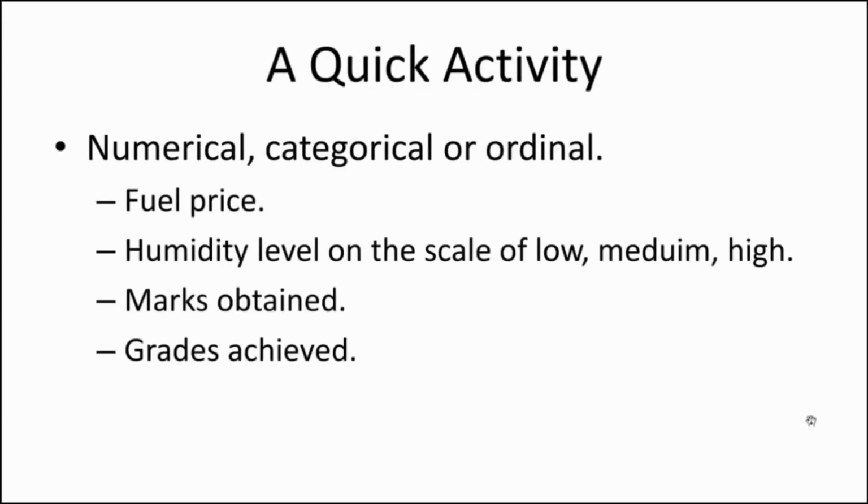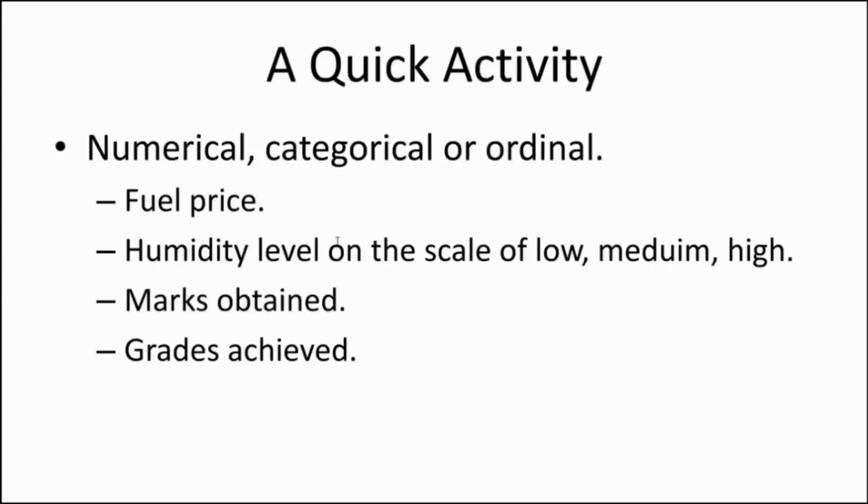Finally, let's look at a very quick activity to see whether what we have learned so far, we can apply it correctly or not. So I want you to identify from these following four different types of data, whether they are numerical, categorical, or ordinal. So let us look at the first data, which is the fuel price. We know that the fuel price is always in some amount of dollars, so it is numerical data.